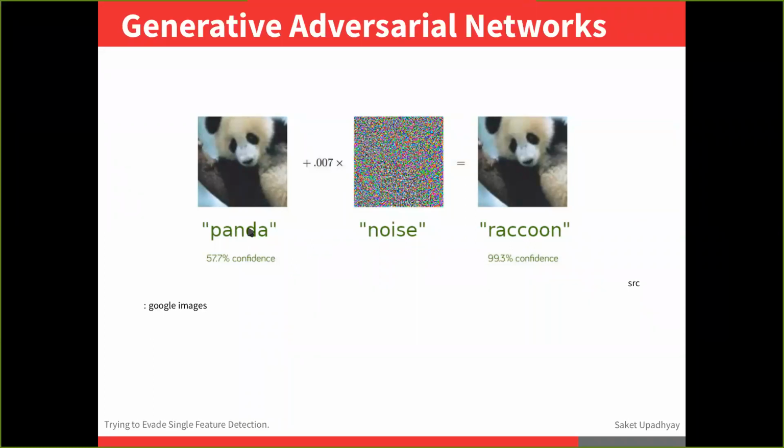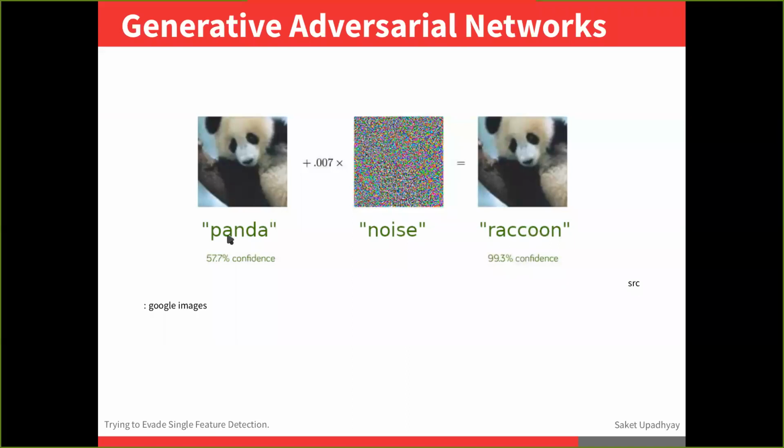Many researchers have done work on image processing. The model was first detecting this image as a panda, and that's actually right. It's 57.7% confident that it is a panda. But after adding some specially crafted noise or randomness to the image, we can see that the model is now 99% sure that it is a raccoon.